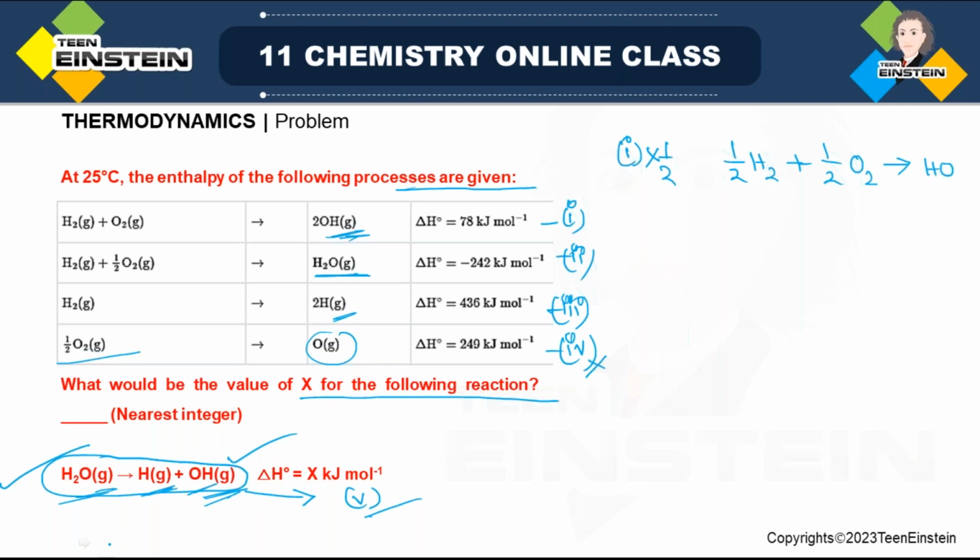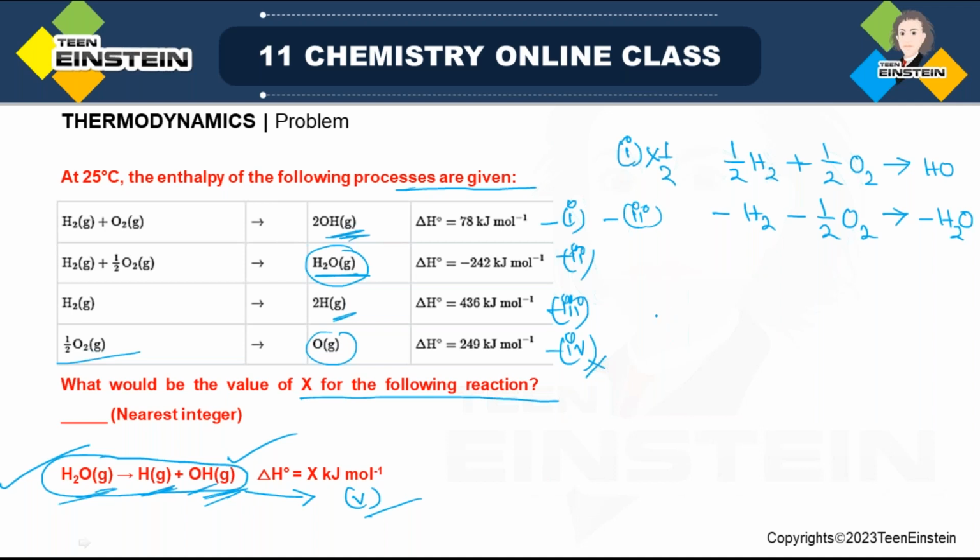Now for the next equation, we have H2O on the right hand side, but we need it on the left hand side in the final equation. So what will we do? We will subtract equation 2. So it will be H2 minus half O2 minus H2O gaseous. So this is equation 2 with the negative sign.